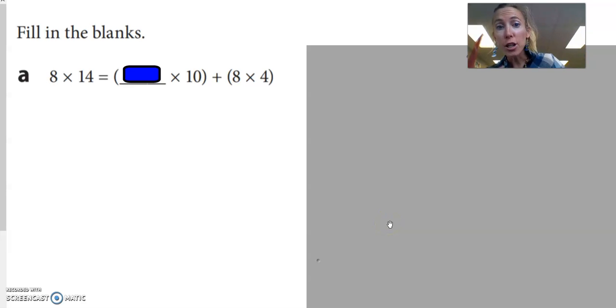All right, everybody, get your whiteboard ready because we are starting up some multiplication on your whiteboard. This is a fill in the blank. So you could write out this whole thing or just what's going on in the blank right here. So fill in the blanks. 8 times 14 is the same as blank times 10 in parentheses plus 8 times 4. Write your thought in 5.